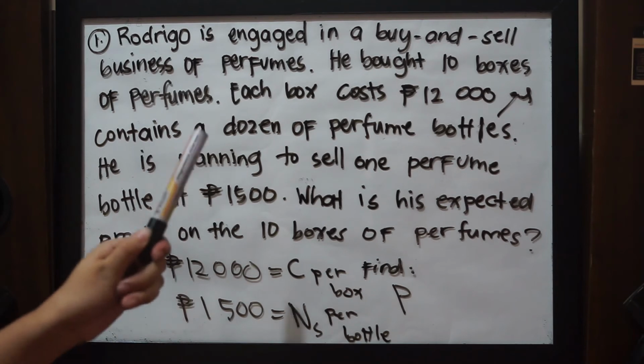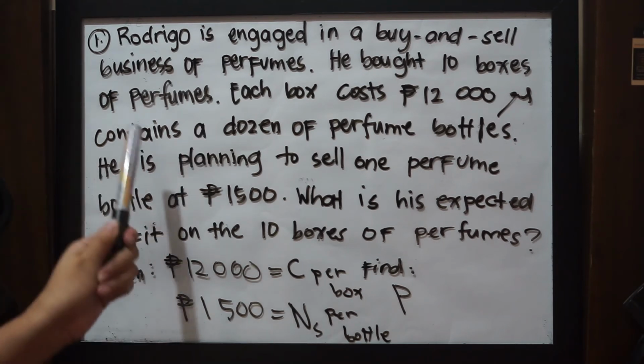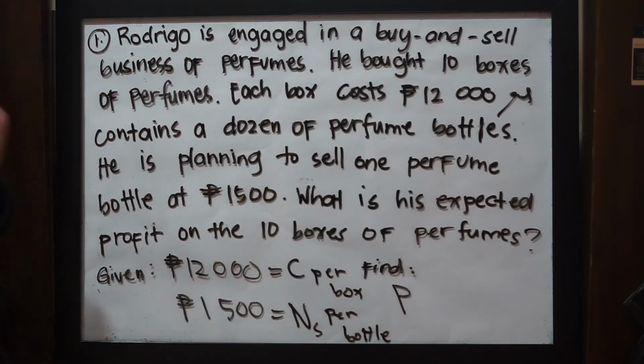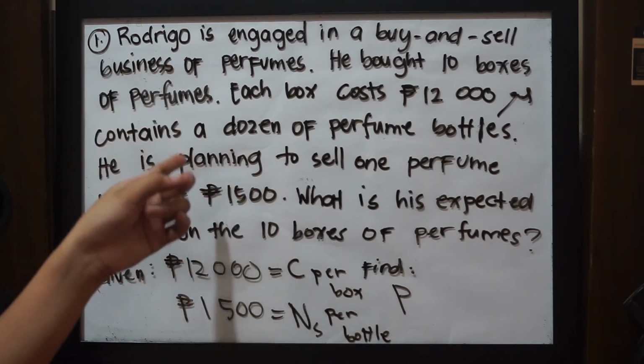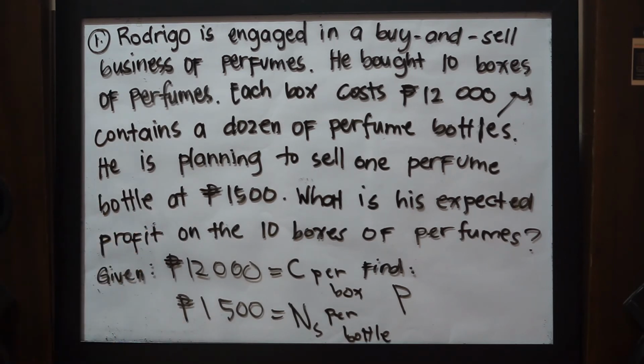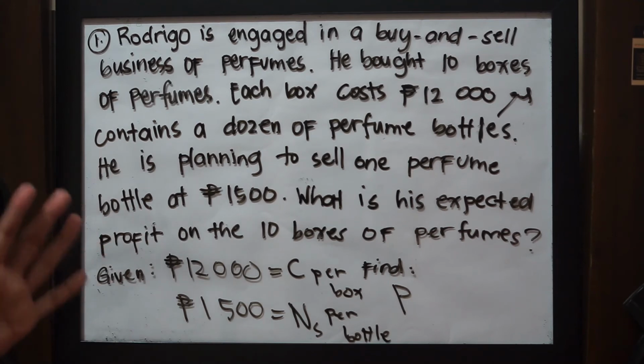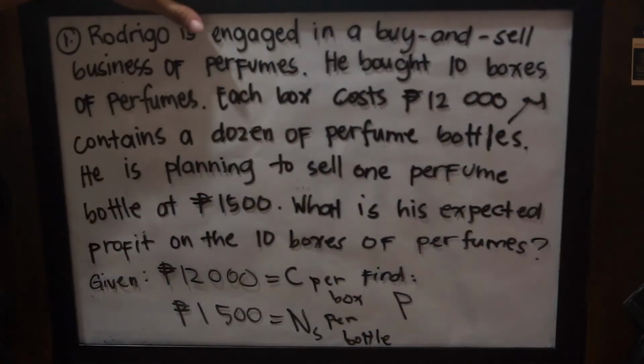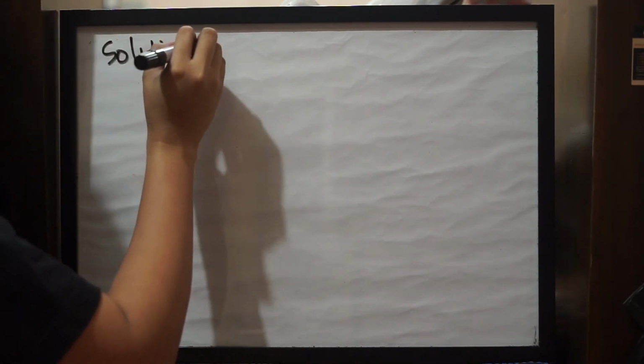Balik tayo dun sa problem. Asan yun? Hanapin natin. It contains a dozen of perfume bottles. So, sa isang box, we have a dozen. Ilan ba pag sinabi natin dozen? Obviously, that's 12. So, we have to divide 12,000 by 12 para makuha natin yung cost per bottle. Then, next, let's now have the solution. Sa solution na lang natin siya ilagay, pero if you want, you can write it down on the given. Wala lang talaga akong space.